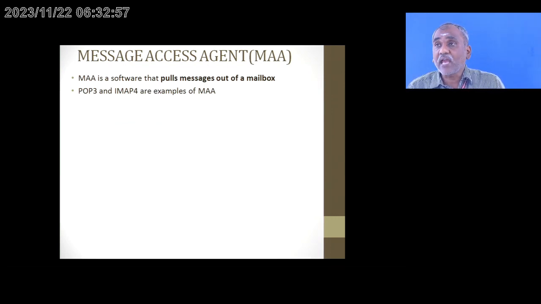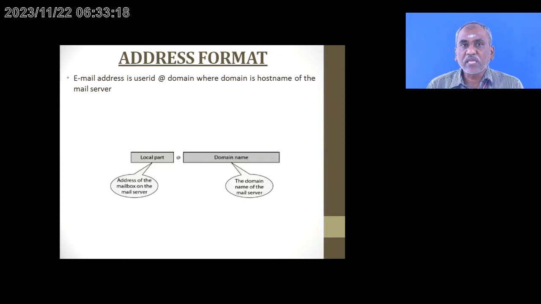And MAA, I already told you, the message access agent. It is software that pulls messages out of your mailbox. POP3, Post Office Protocol, and IMAP, Internet Message Access Protocol, are examples of MAA. Emails normally consist of an address made up of a user ID and a domain. The domain is the host name of the mail server. You know that, right? collegestudy.edu.in is an example of a host name that will be used there.